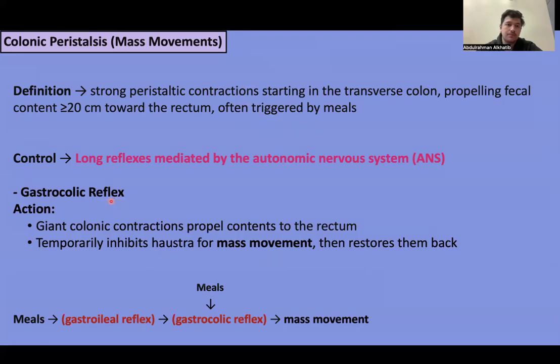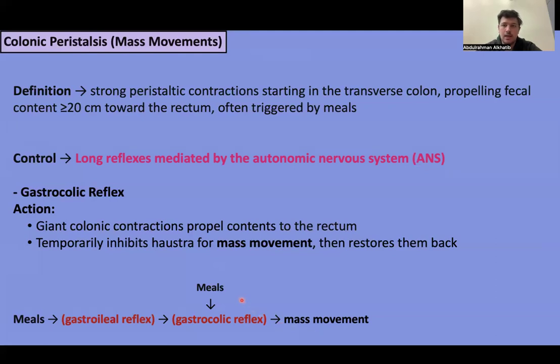So here I have a simple diagram written below. As you can see here, the meals will trigger the gastrocolic reflex, but also the meals will trigger the gastroileal reflex. And what does the gastroileal reflex do? It will push the remaining material that was in the ileum into the cecum, right? And this movement of material from the ileum into the cecum will enhance the gastrocolic reflex. And at the end, we are having mass movements. So the mass movements are triggered by the gastrocolic reflex mainly, as well as by the gastroileal reflex, but it's like an indirect pathway.